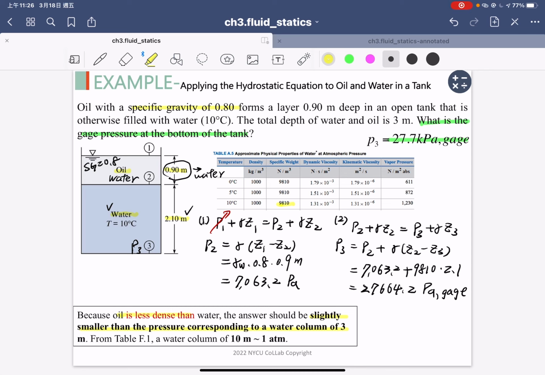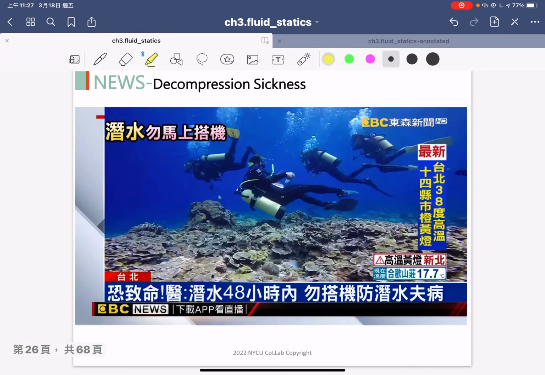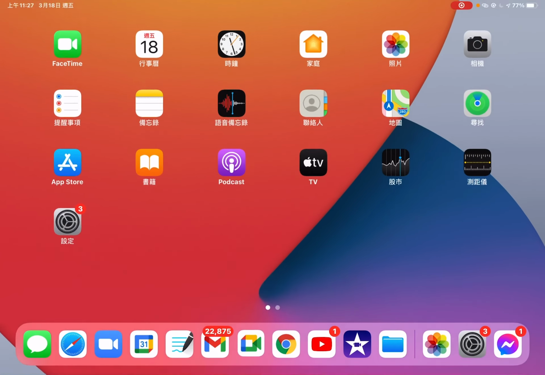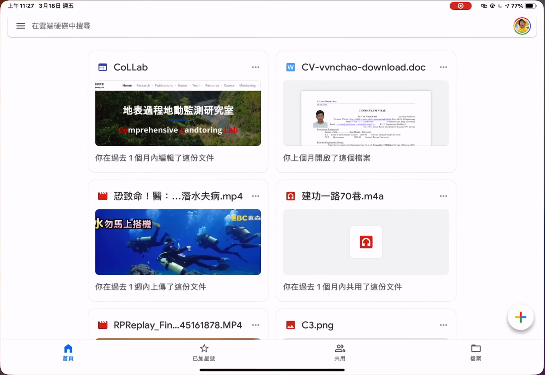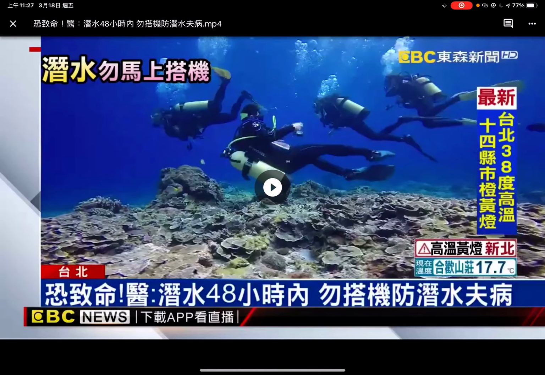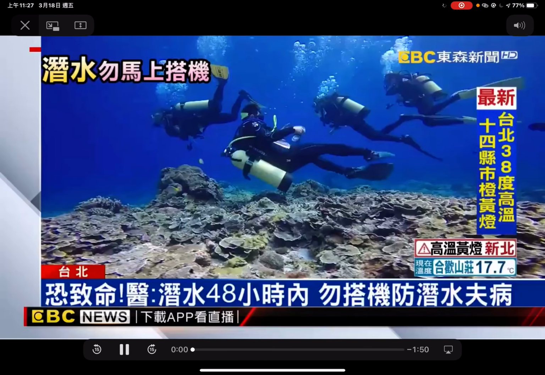So the idea is quite simple. We can only apply the hydrostatic equation within the same liquid or the same fluid. If they are not the same, you need to make the pressure balance individually, like the example shown here. As usual, we have some water diving, and this is quite a simple idea.